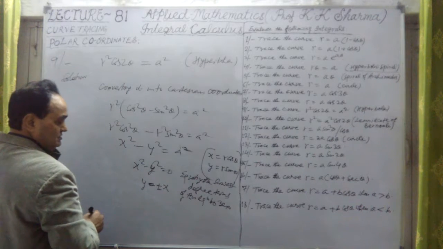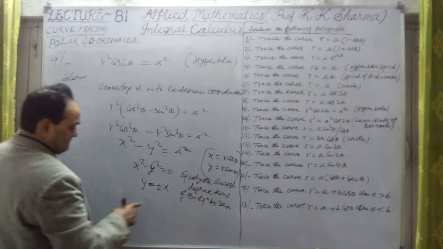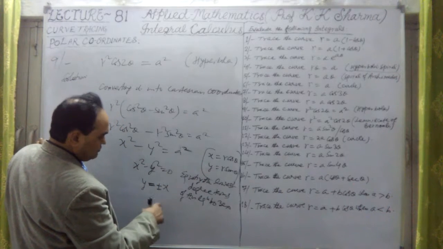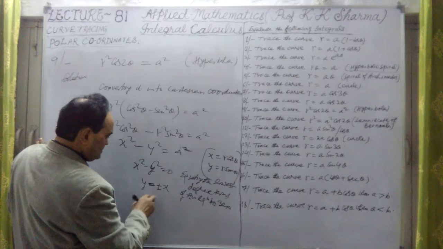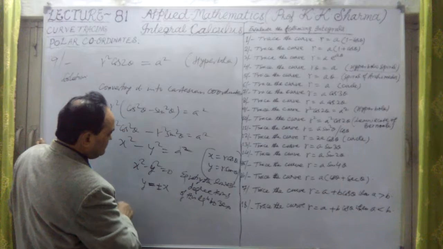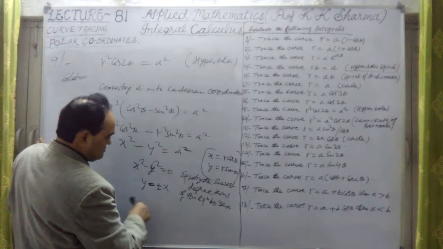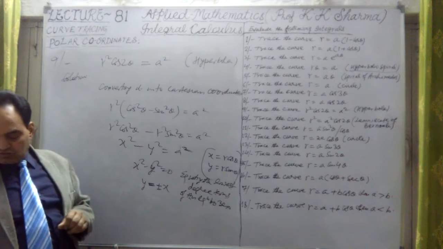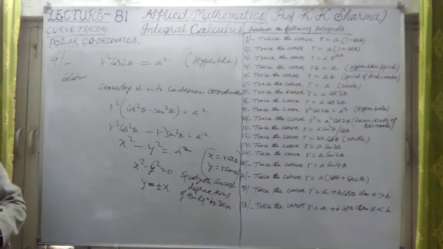It means there are tangent lines here: y equal to plus x and y equal to minus x. These are tangent lines of this kind that will be obtained. Okay, so what kind of questions are there?